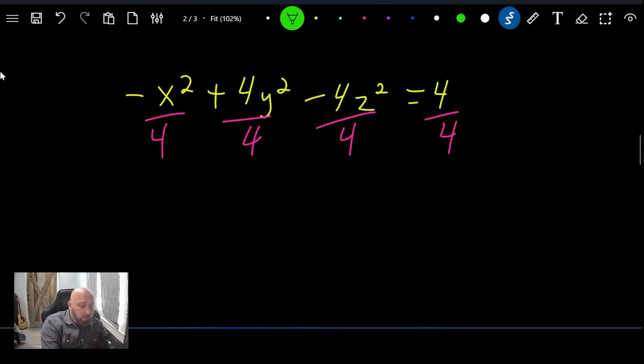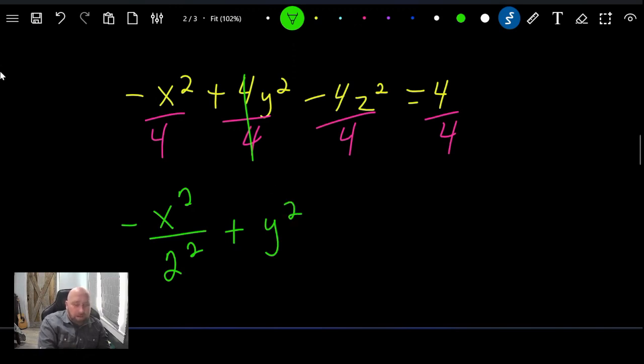So over here, we're going to have x squared. It's going to be a negative x squared over 2 squared. Now this one cancels out, and so we end up with just y squared. You could say y squared over 1 squared if that helps with the way that it looks. And then this one we're going to have a negative. That's going to cancel out, and we're going to have z squared over 1 squared equals 1.